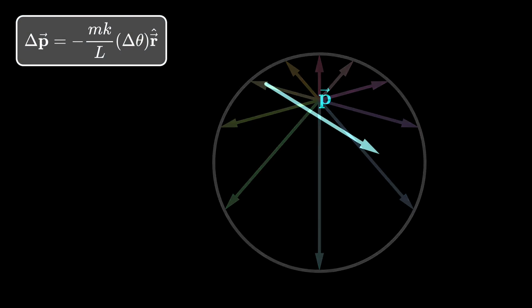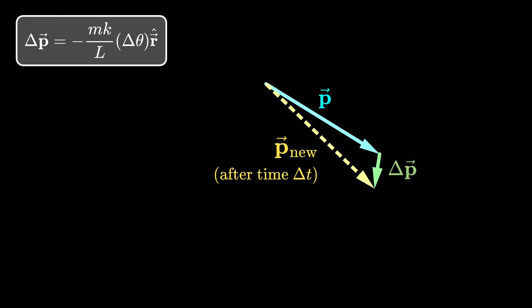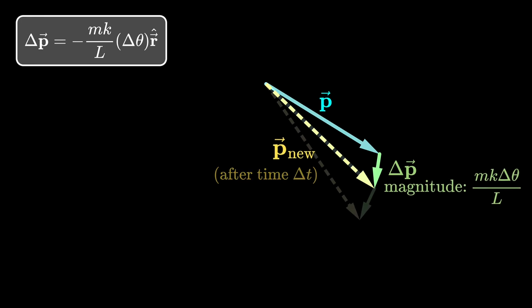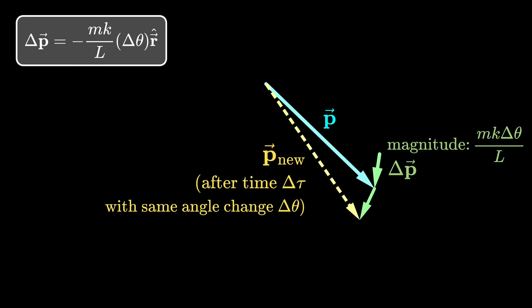Suppose the current momentum vector p points in this direction, and after some time delta t, momentum points in a slightly different direction, with the difference being delta p, whose magnitude is mk delta theta over L as seen in the expression we derived. The next time step is deliberately chosen not to be delta t. Instead, we want the same change in theta, which might mean a different time interval.